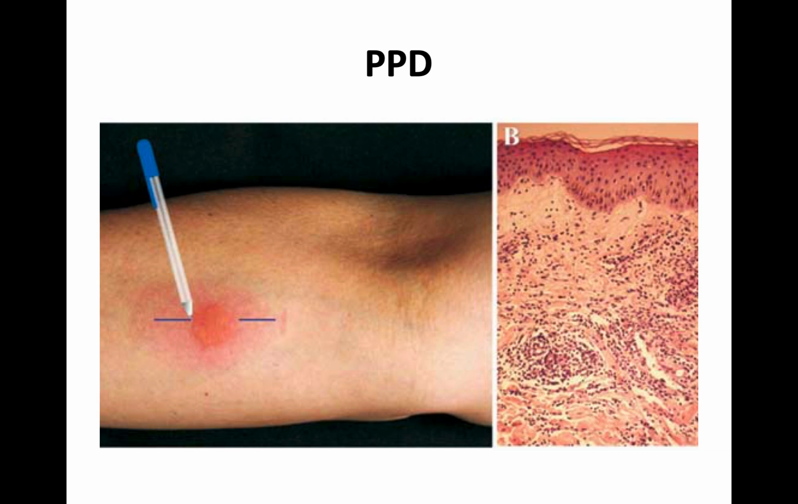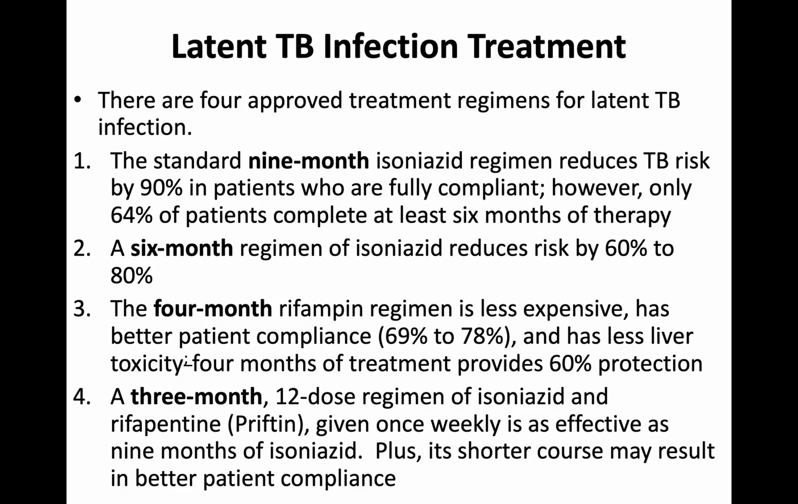Again, in that outer circle, that can get as big as it. That's just a reaction to the material. It's not actually an immunologic reaction to the TB proteins. But again, we just measure that hard part in the middle.